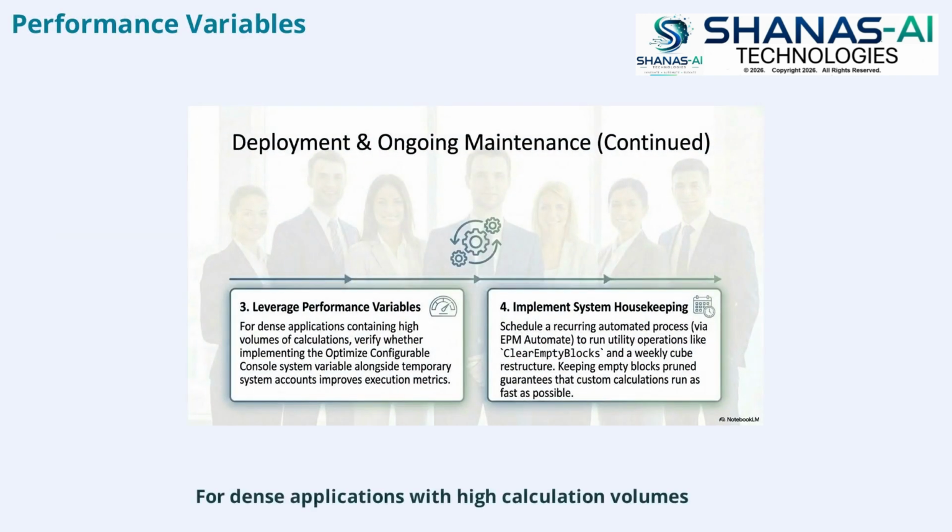For dense applications with high calculation volumes, verify whether implementing the optimized configurable console system variable alongside temporary system accounts improves execution metrics. Performance variables help fine-tune rule execution and maintain system responsiveness.